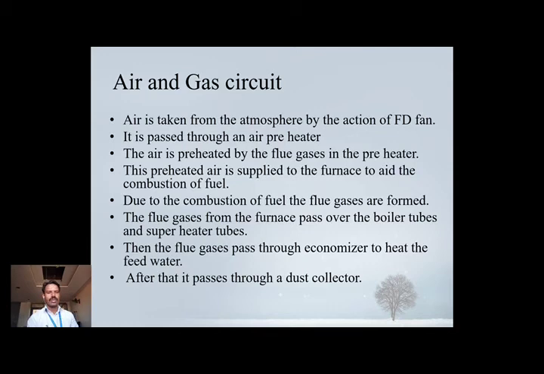After combustion of fuel, flue gas is formed. During the combustion of fuel, gases are formed, and then the flue gases from the furnace pass over the boiler tube and the superheater. Then the flue gas passes to the economizer. The economizer heats the feed water, so we can use the flue gases for a dual purpose. After that there is a dust collector, and then the gas is sent out to the atmosphere.